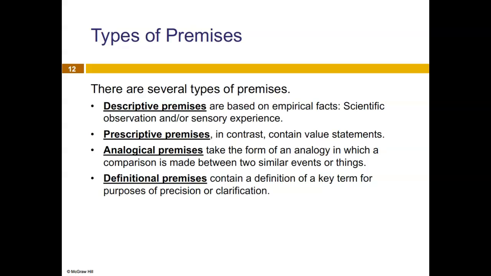Descriptive premises are based on empirical facts, scientific observation, or sensory experience. So those are evidence or reasons that are based in science. Prescriptive premises, in contrast, are value statements. Those are premises that are based on values. Analogical premises take the form of an analogy in which a comparison is made between two similar events, and definitional premises contain a definition of a key term for the purpose of precision or clarification.